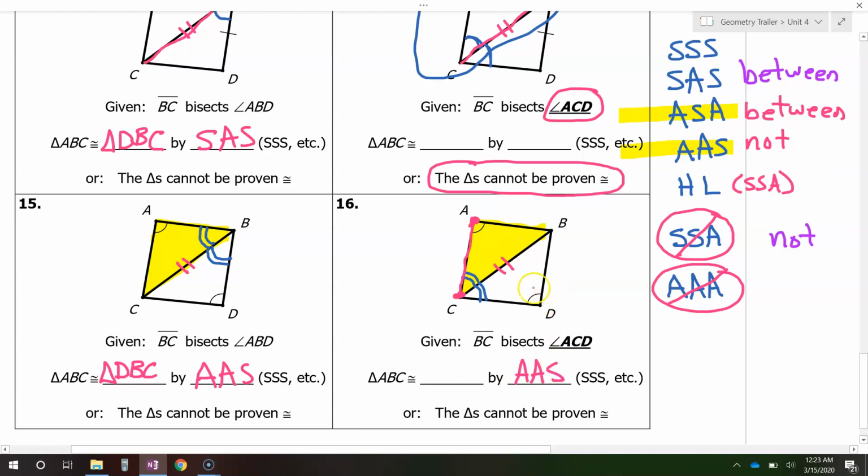All right, this has the same symmetry as the previous problem. So again, triangle ABC will be congruent to triangle DBC.